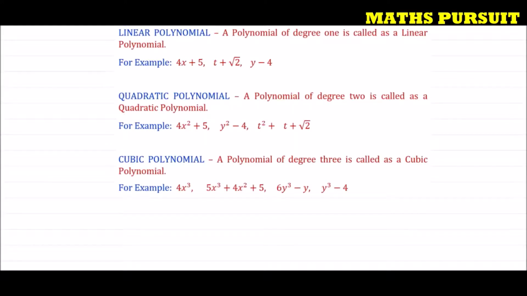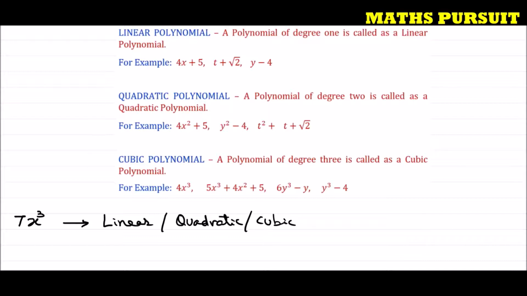Here the question has given us this polynomial, 7x to the power 3. And the question is asking us to identify if this is a linear polynomial, a quadratic polynomial, or a cubic polynomial. We need to identify to which category this polynomial belongs, whether it is linear, quadratic or cubic. Now, in order to identify this polynomial, let us look into these definitions.